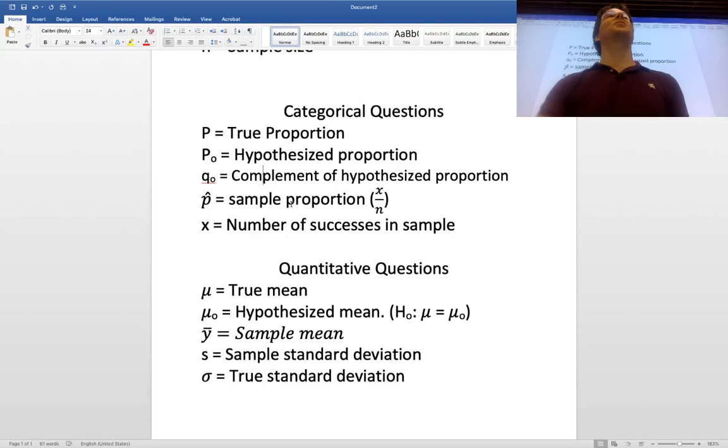So Q, complement of true proportion. Q naught, complement of hypothesized proportion. Q hat, complement of what proportion? Q hat, complement of sample proportion.